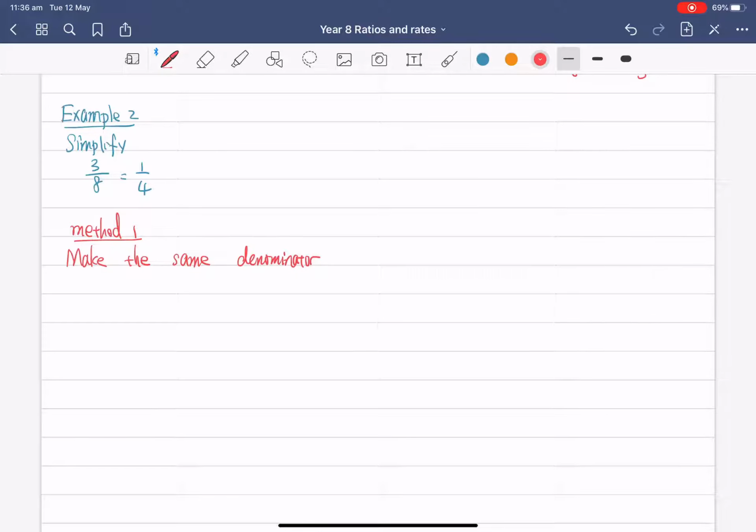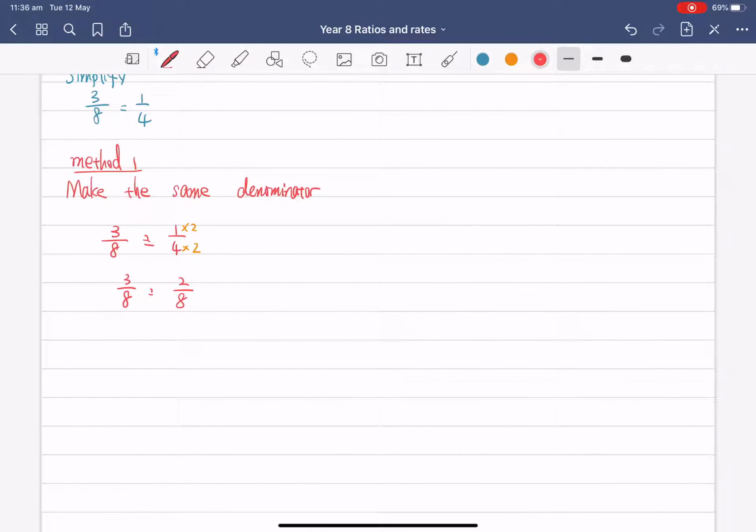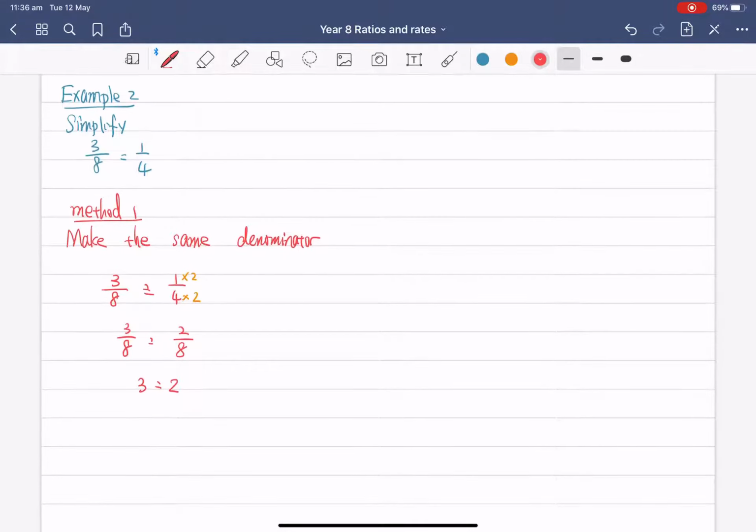All right, if you make the same denominator, then you can simplify the numerator. So that's what you do. You multiply both the top and the bottom by 2, and that gives you 3 over 8 as the first number, and 2 over 8 as the second number. Then when you simplify that, it would just be 3 to 2, because the denominators are equal to each other, so we're just comparing the numerators. So that's how you do it using the first method.